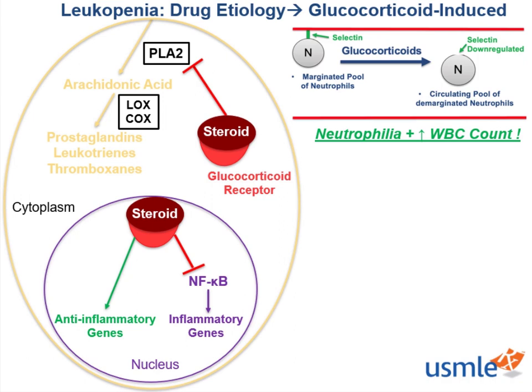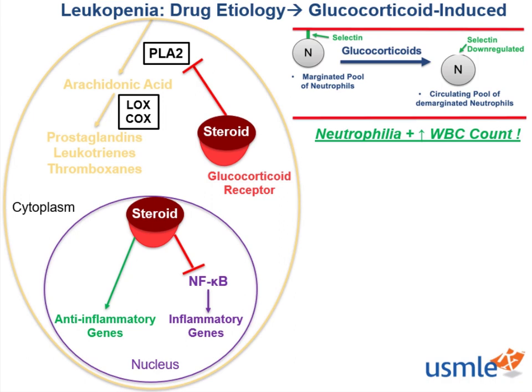What? Johnny, you told me this was a lecture on leukopenia, or low white blood cell counts, and now you're telling me glucocorticoids cause neutrophilia and an overall increase in the white blood cell count, resulting in a leukocytosis? This is what makes steroids, glucocorticoids, and their physiology so high yield. Glucocorticoids cause eosinopenia, monocytopenia, and lymphopenia. But glucocorticoids actually cause neutrophilia and an increase in the overall white blood cell count because neutrophils are the most abundant white blood cell in the blood.